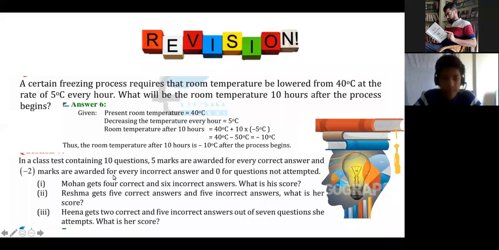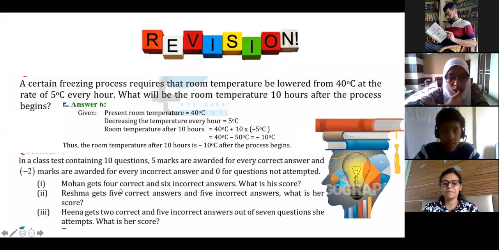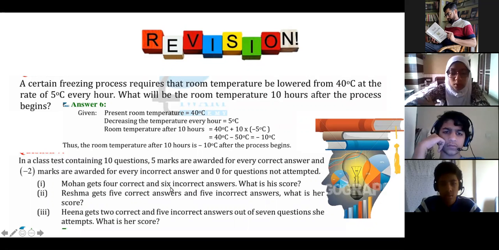For a correct answer, 20 marks. For an incorrect answer, how many marks will be deducted? Minus 12. So for positive, what was the value? 20. And minus 12. What is the answer? 8. His score is 8.